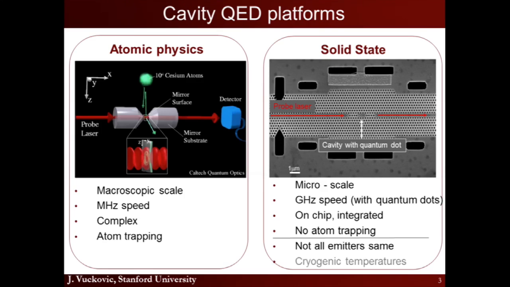And maybe one of the most interesting properties is that it has very high speed, as you see from later experiments. Coupling strengths are in the tens of gigahertz range, so this solid-state system has tens of gigahertz speed. But the disadvantages relative to the atomic physics platform are that first, not all of the emitters are the same. Quantum dots suffer from inhomogeneous broadening. And also this system has to operate at cryogenic temperatures because these particular quantum dots at room temperature lose confinement, and carriers can be thermally excited into the surrounding semiconductor gallium arsenide. So we have to cool them down.